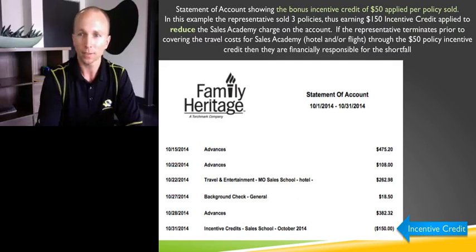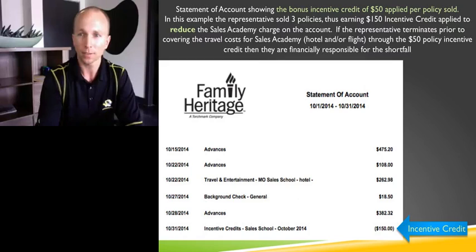And so here's what happens, though: if the representative terminates prior to covering the travel cost for the Sales Academy, again, the hotel and/or flight, if they terminate before they win enough $50 policy incentive credits, then they're financially responsible for that shortfall. And so, folks, you have to understand that in a business environment, when you're working with an independent contractor, an independent representative, the best partnership is when both parties have skin in the game.